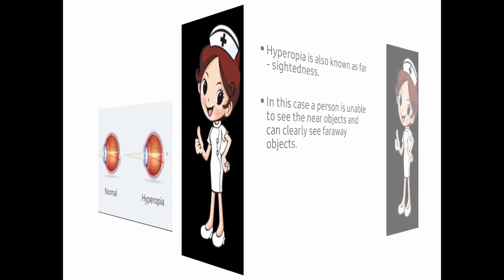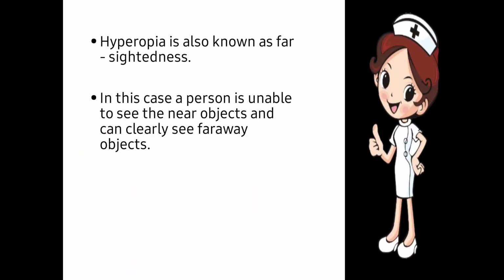Next, hyperopia is also known as far-sightedness. In far-sightedness the person is not able to see the near objects clearly. He is able to see the far objects clearly. That is why it is known as far-sightedness. So there are two names, hypermetropia as well as hyperopia. Both are one and the same thing.